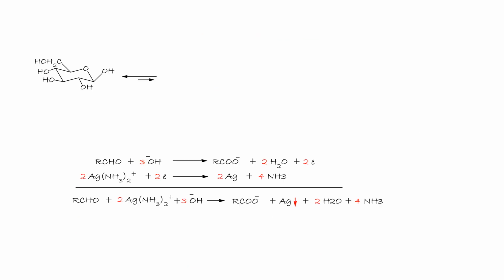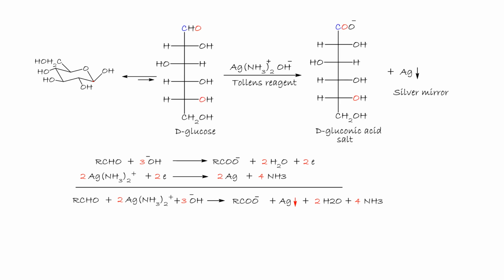Once again, the aldoses which exist in the cyclic hemiacetal and open chain tautomerism have the aldehydic functionality here, which could oxidize with ammoniacal silver nitrate in presence of base, we call it Tollens reagent, to form the carboxylate and deposit silver metal.